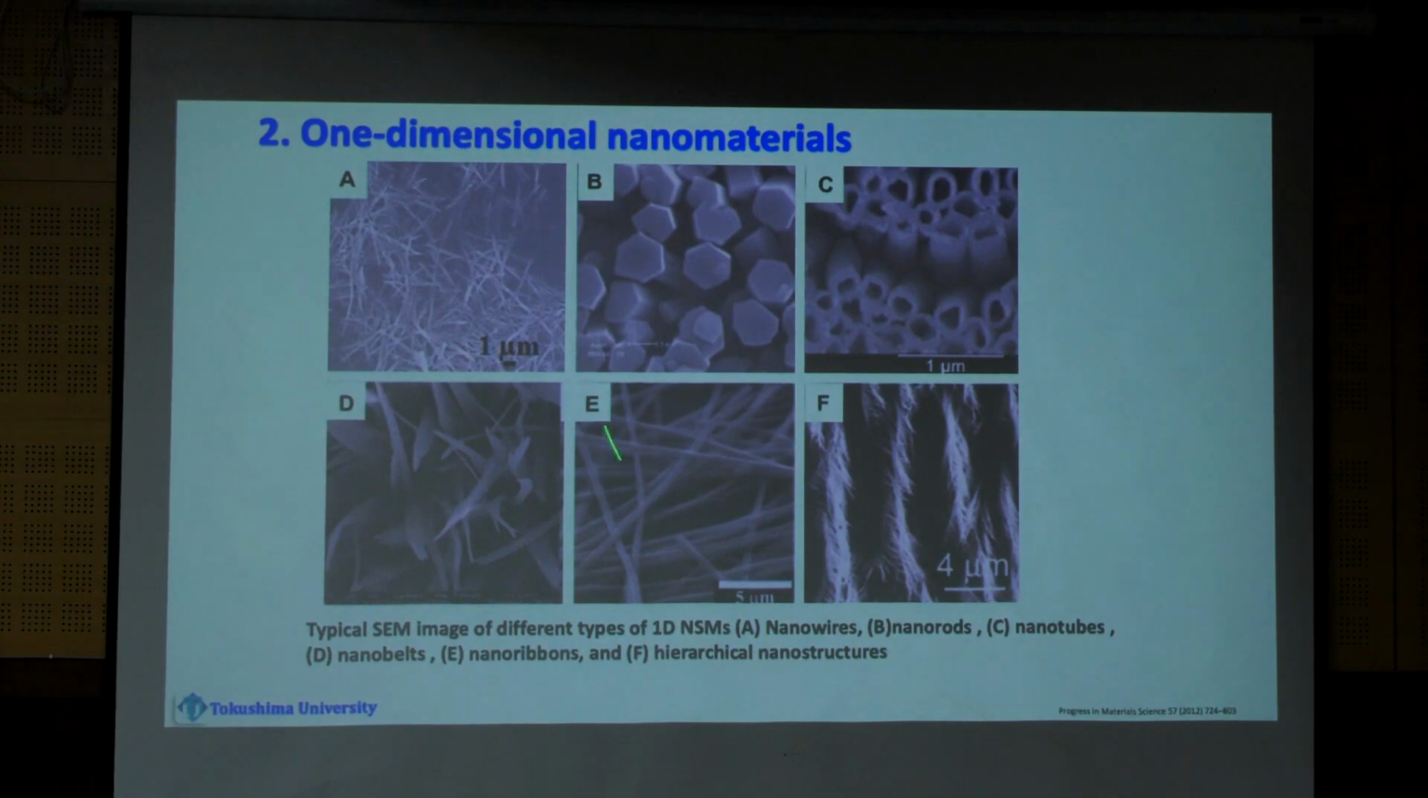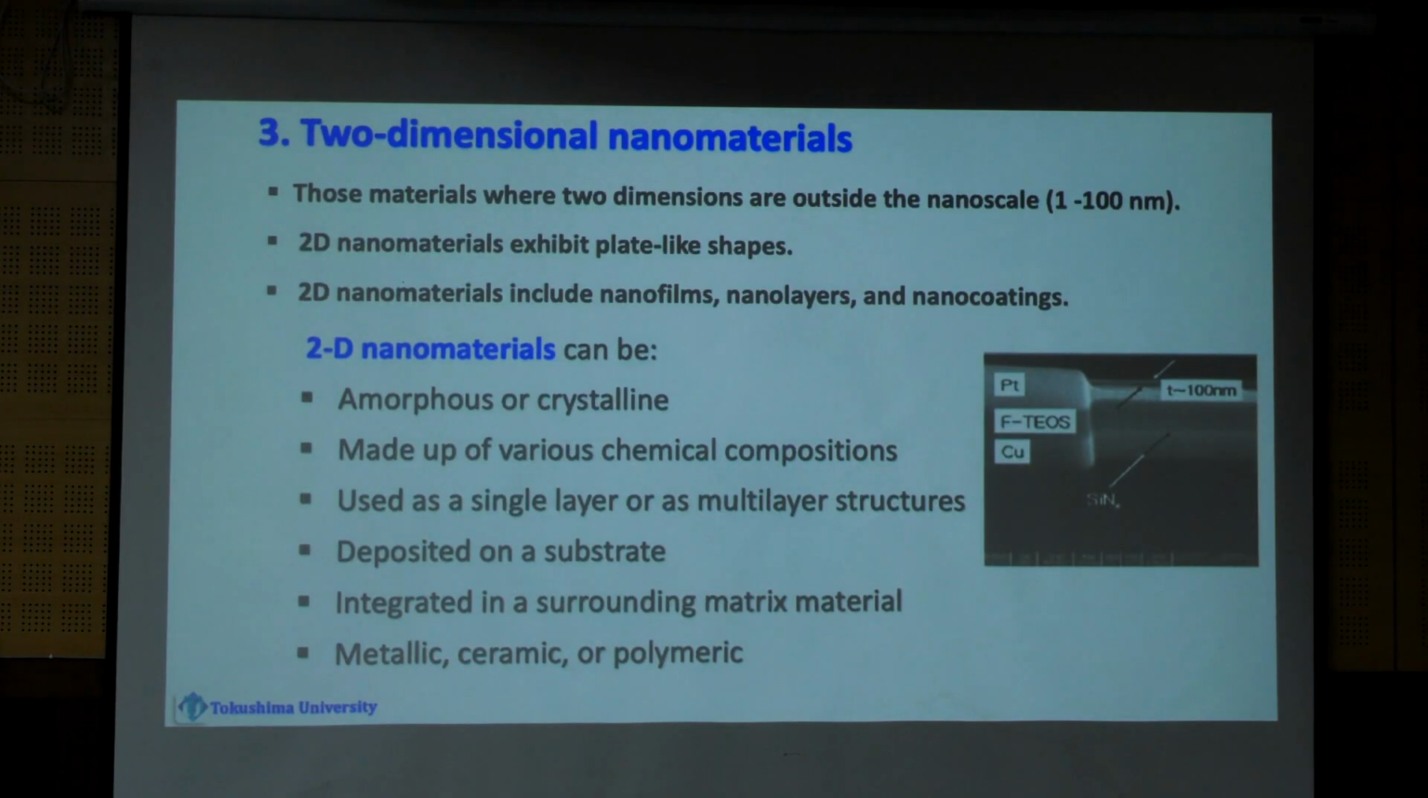It can grow in one direction only. The next class of nanomaterial is two-dimensional nanomaterial. Two means two directions, X and Y. So those materials can look like a sheet or plate-like structure. A plate has certain width and a sheet doesn't have that much width. So it includes nanofilm, nanolayers, nanocoating.